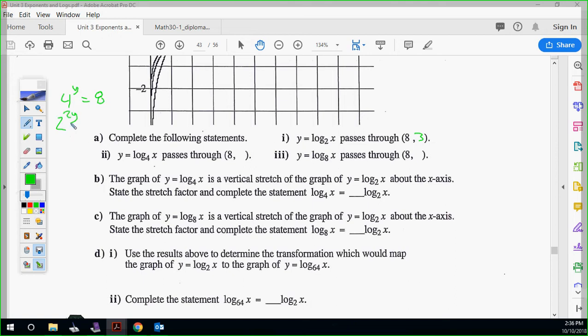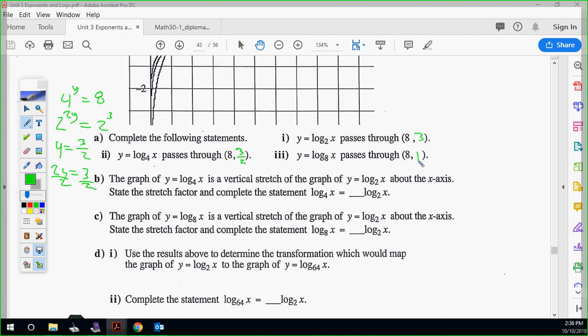Everybody okay with 2y? 4 to the y is 2 to the 2y, equals 2 cubed, yeah? So then y equals 3 halves, because 2y equals 3, divide by 2. So this one is 3 halves. Okay. Keep trying these here. And then we know log base 8 of 8 is what? 1. That's the easy one.